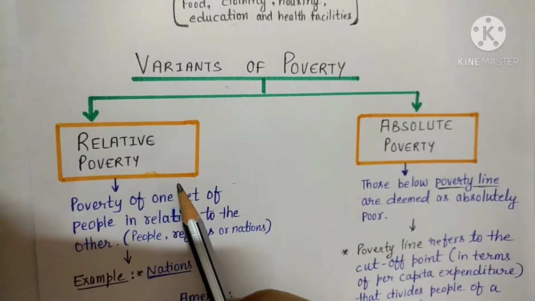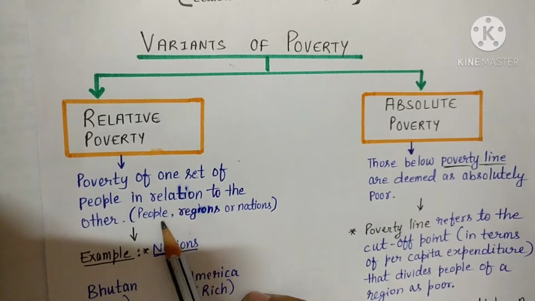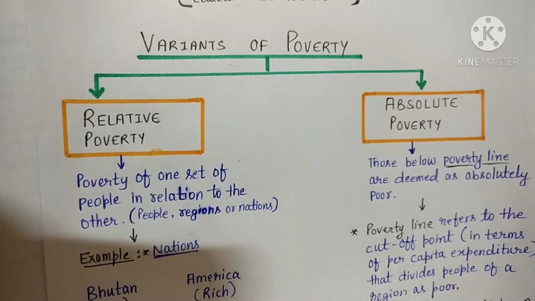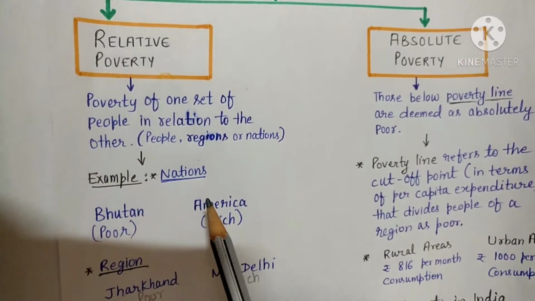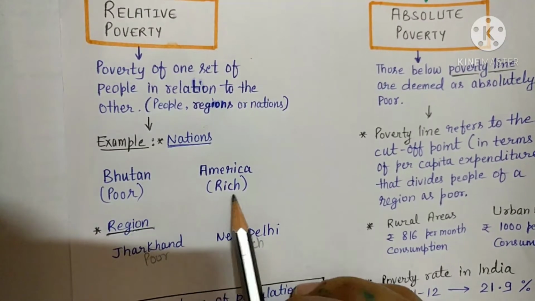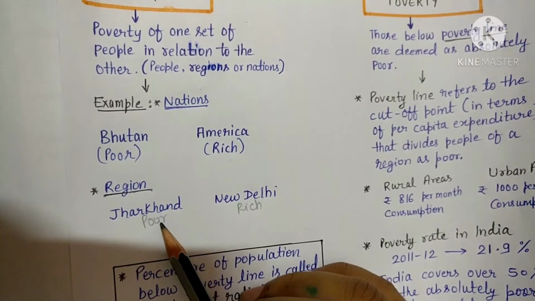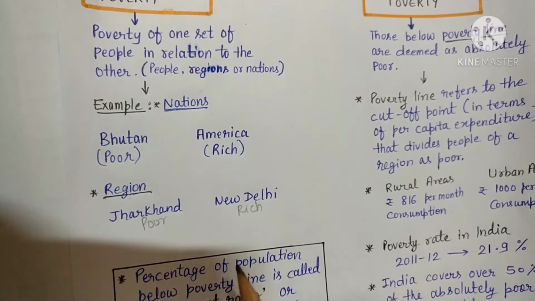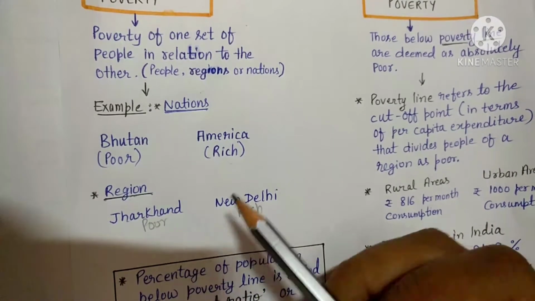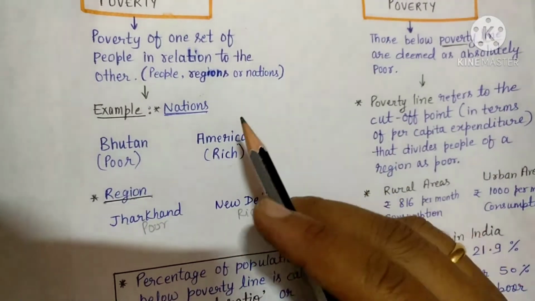Now if we talk about relative poverty, you can say comparative poverty. So poverty of one set, or you can say one group of people, in relation to the other. It means they are comparing. They can compare people, they can compare regions, they can compare nations. If we talk about nations, there are two types of nations, like Bhutan and America. So America compared to Bhutan is a rich country. And Bhutan compared to America is a poor country. In the same way, if we talk about regions, Jharkhand is poor compared to New Delhi. Why? Because the people who are living in New Delhi have more per capita income compared to Jharkhand. Okay, so these are comparisons between nations, regions, and even we can compare people also. So these are called relative poverty.